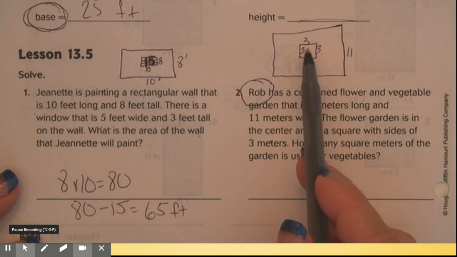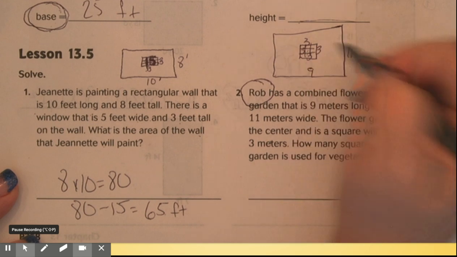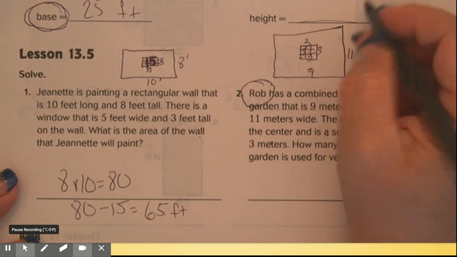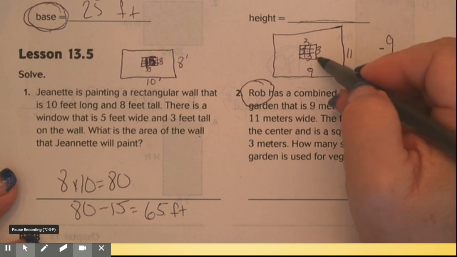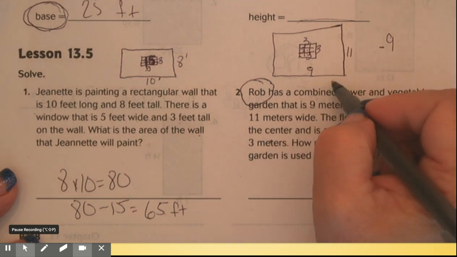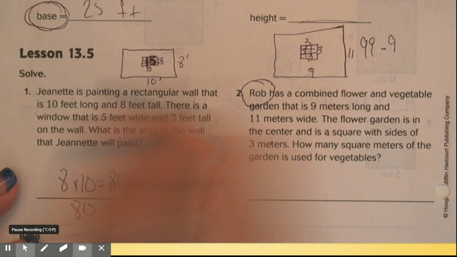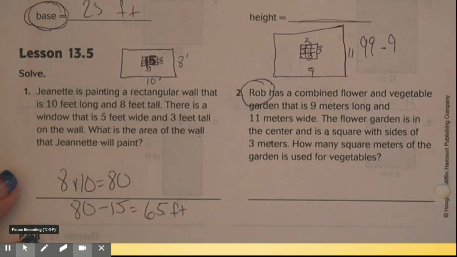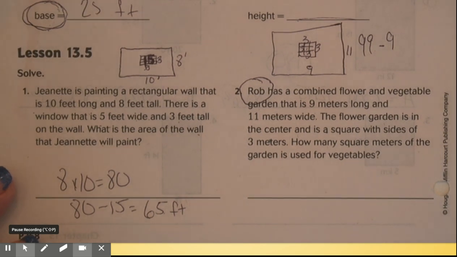So we're going to take the flowers out, which is 9. If you draw it, you will see there are 9 cubes in there, 3 by 3. The area is 9. So we have to subtract out the 9. Now the rest of it is 9 by 11. 9 by 11 is 99, and then just subtract out the 9, and you will get your total area.